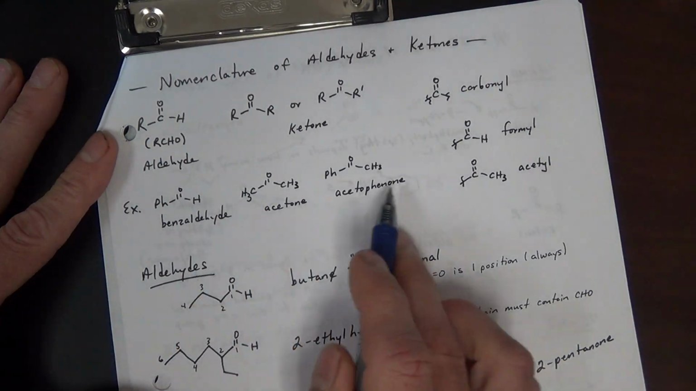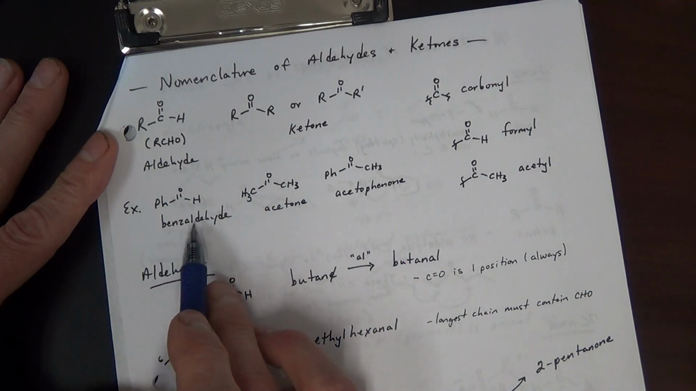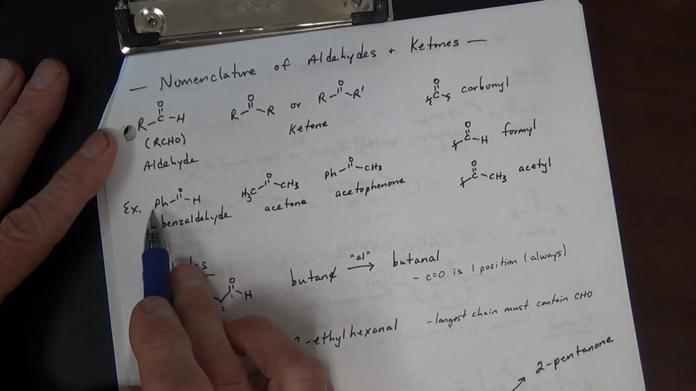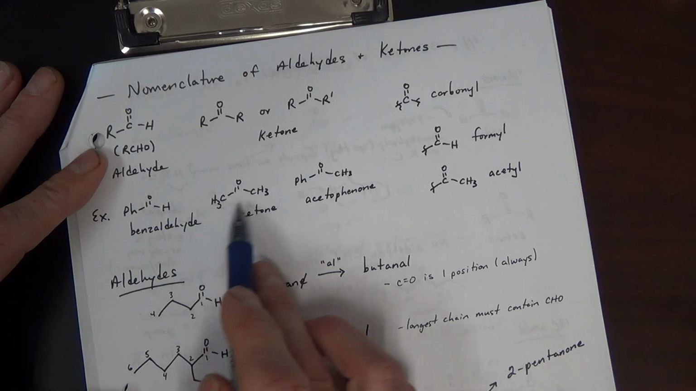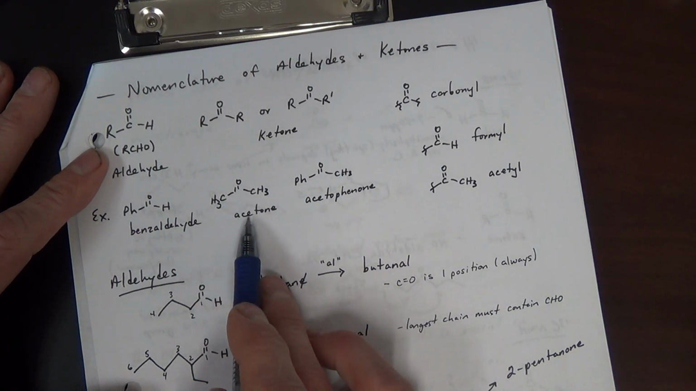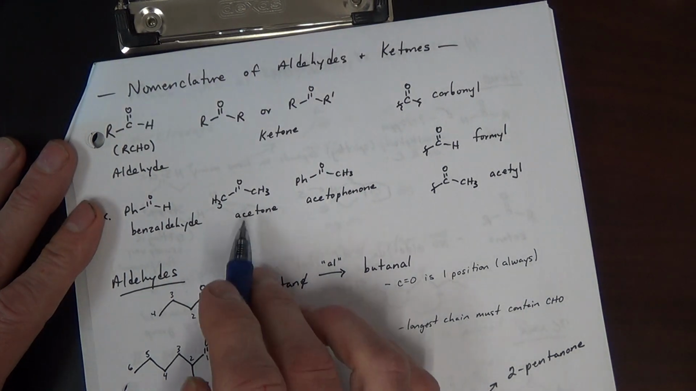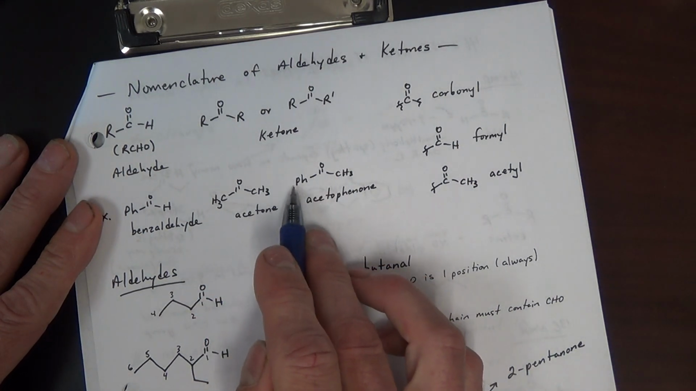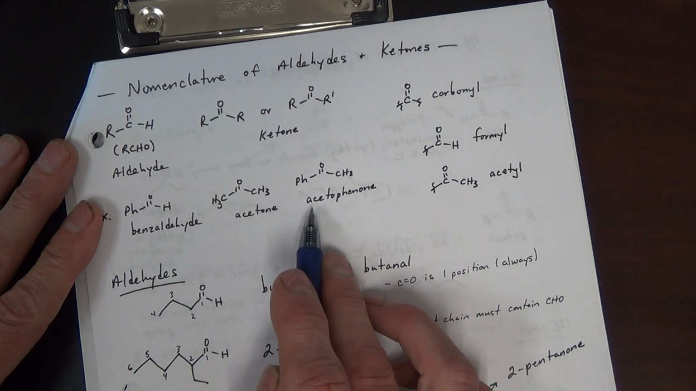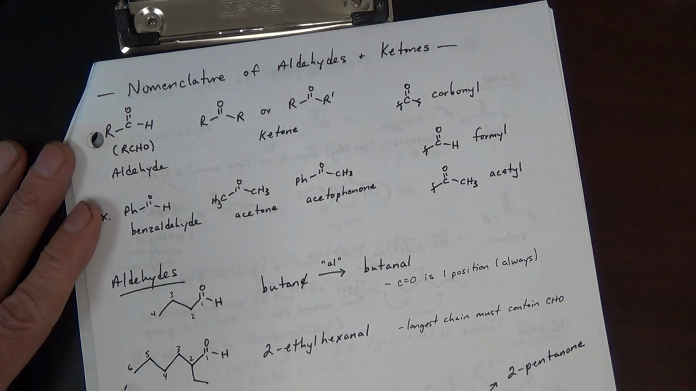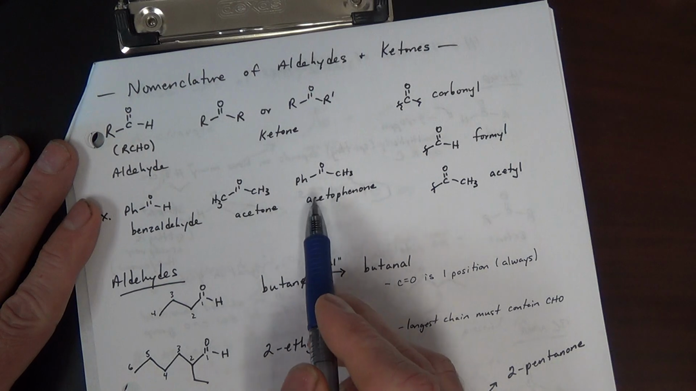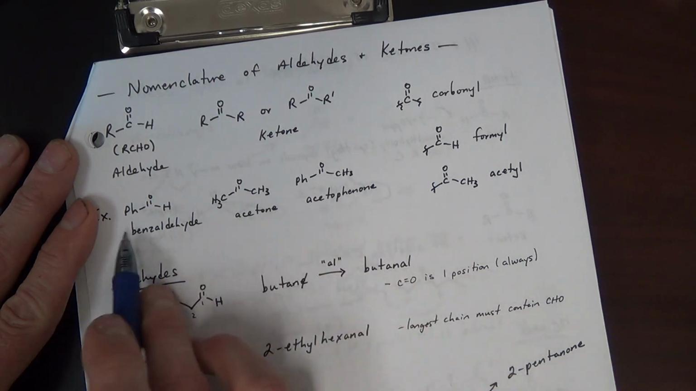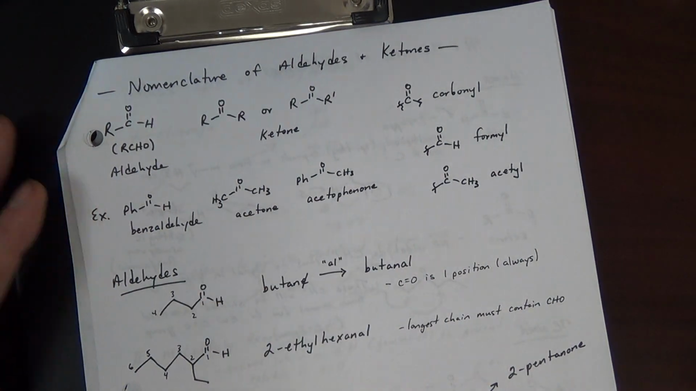Some example aldehydes or ketones that we've seen before. Benzaldehyde, the formyl group, is bonded to the benzene ring. Acetone is a symmetrical ketone we use in lab to wash glassware. Very commonly seen there. The acetyl group bonded to the benzene ring, that's acetophenone. So we should already know these three examples of aldehydes or ketones.